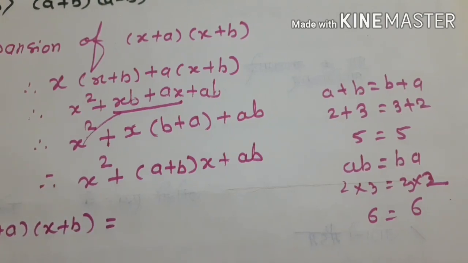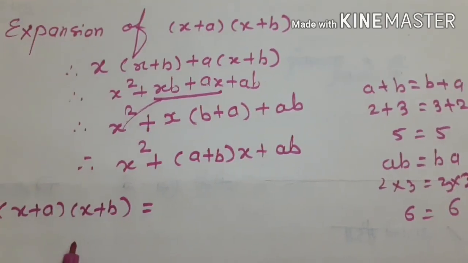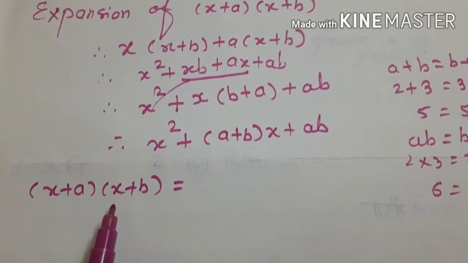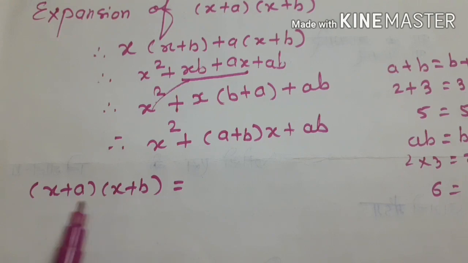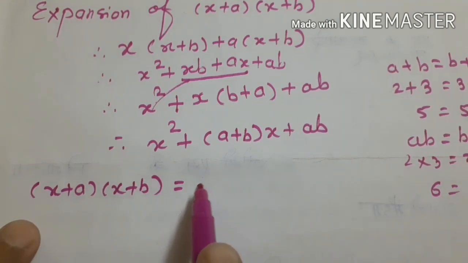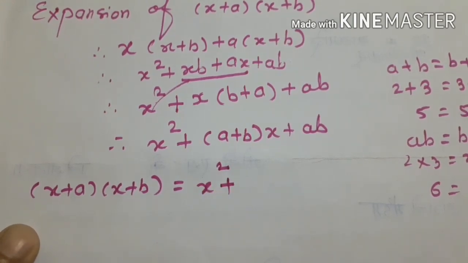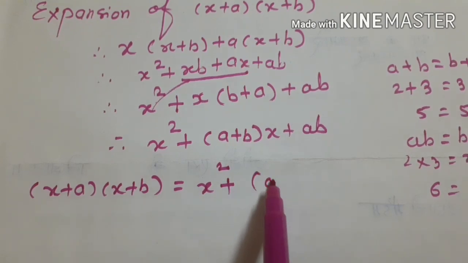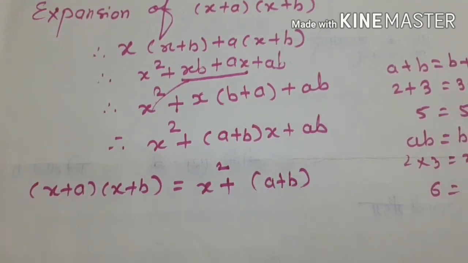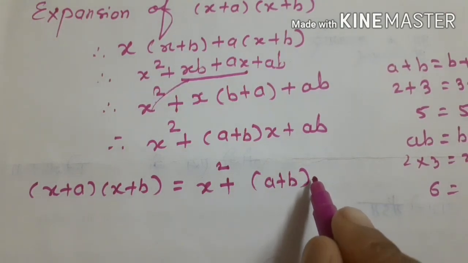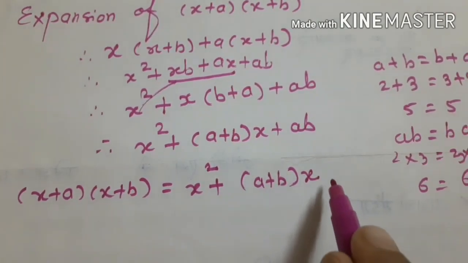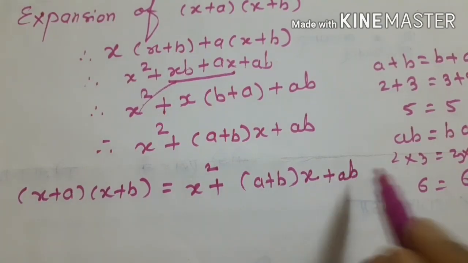How to learn it or how to remember it? (x plus a)(x plus b). Here the first term is the same and the second term is different. Then we write the square of the first term, plus the addition of the second terms into the first term, plus the product of the second terms.